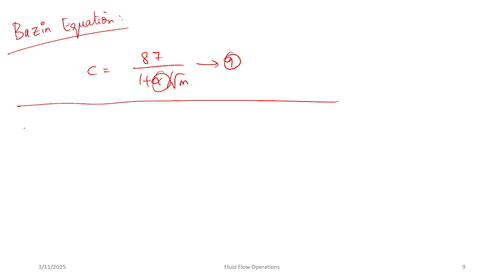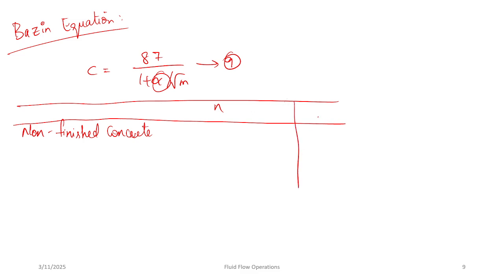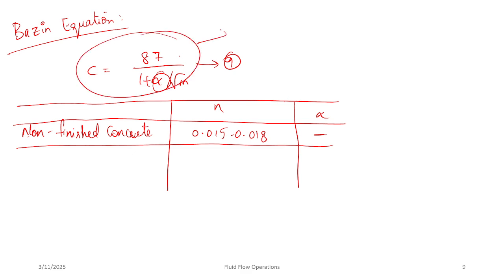So let's take non-finished concrete. This is the value of n, and this is alpha. For non-finished concrete, the n value varies from 0.015 to 0.018. They did not calculate the alpha value for this material, so we cannot use the Bazin equation for this particular material. As it is an empirical equation, they do experiments, and from there they have derived this equation. For non-finished concrete, they must not have performed any experiments, so we don't have any value for alpha. So we cannot use the Bazin equation for this material to calculate the value of C. We have to use the first equation.